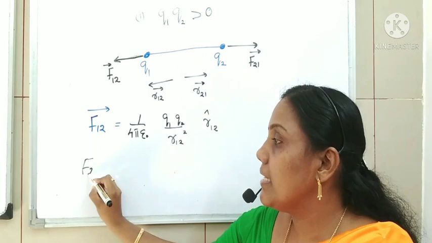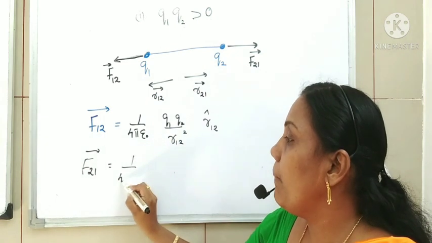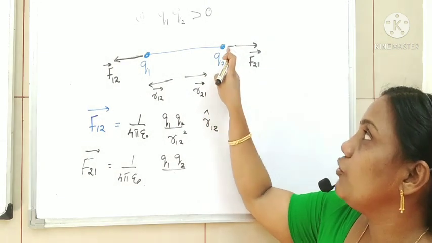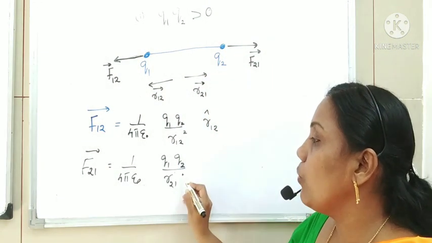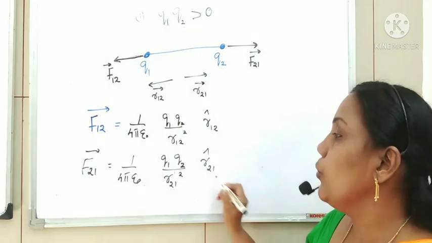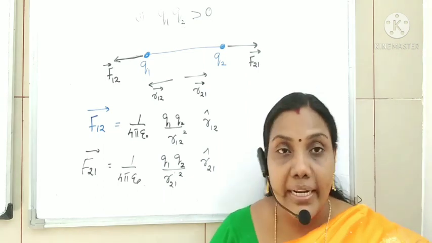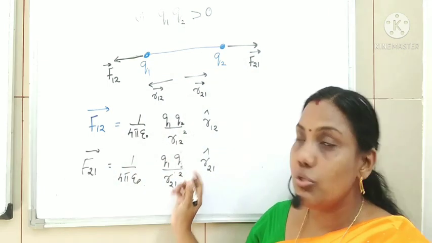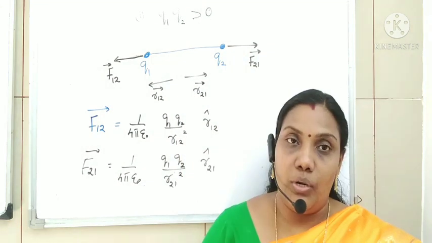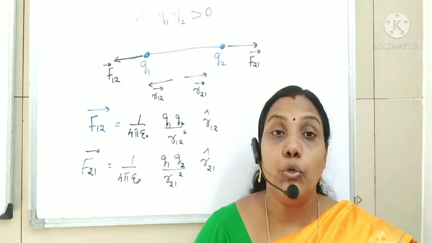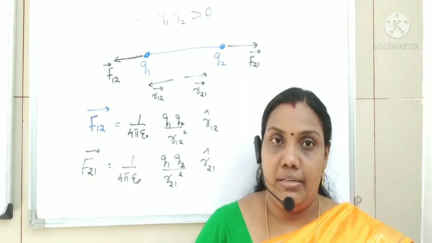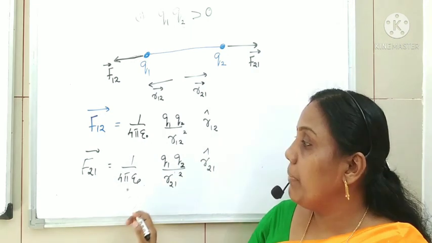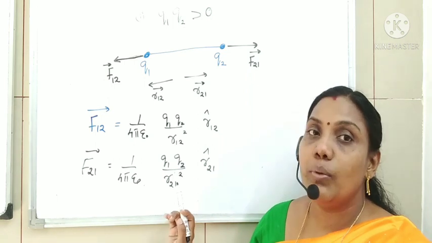Similarly, vector F21 equals 1 by 4 pi epsilon 0 Q1 Q2 divided by R21 square, into unit vector R21, since the direction of vector F21 is towards the right. So this is the notation of Coulomb's law in vector form. You know what a unit vector is? A unit vector is a vector having unit magnitude, magnitude 1, and a definite direction. The direction of unit vector R12 is the same as that of vector R12.